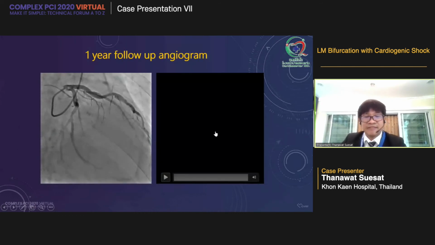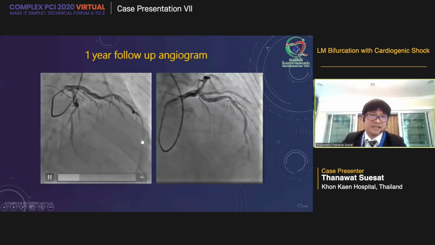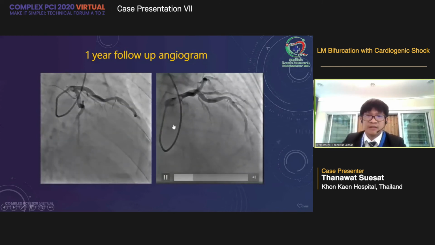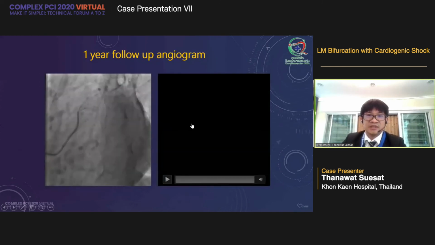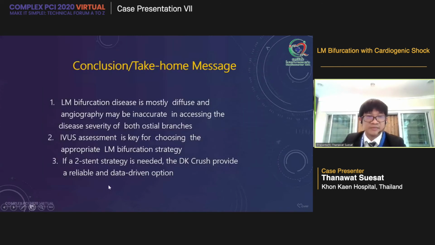The follow-up echo shows improvement after 3 months. This is the follow-up angiogram after 1 year. I think the patency of the stent and everything looks good. So the patient is happy. This is the 1 year follow-up angiogram.